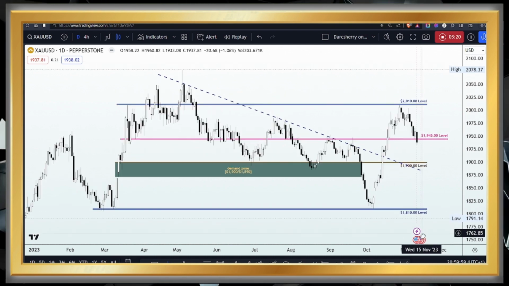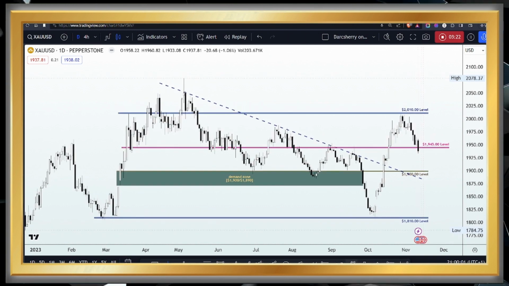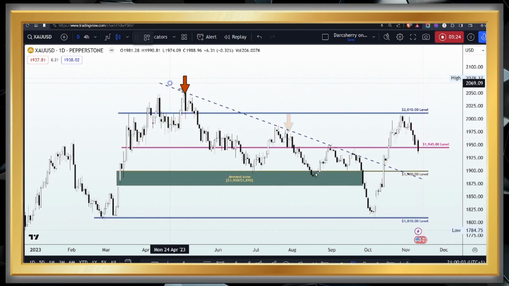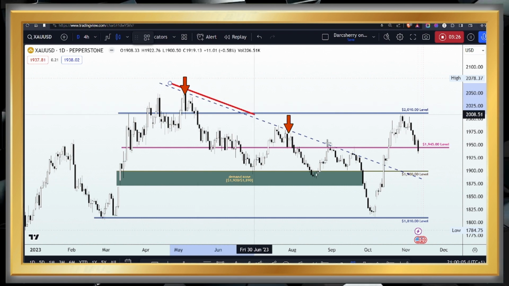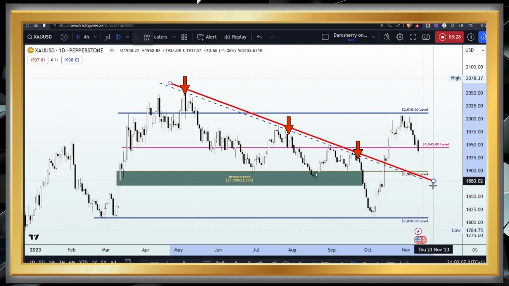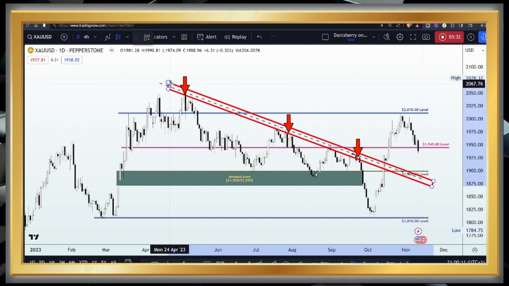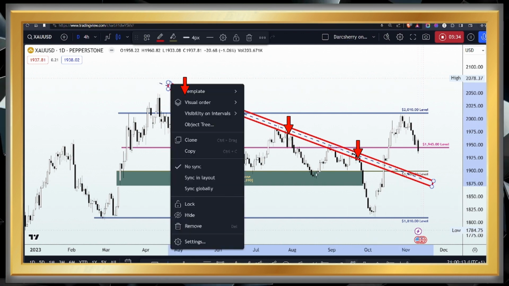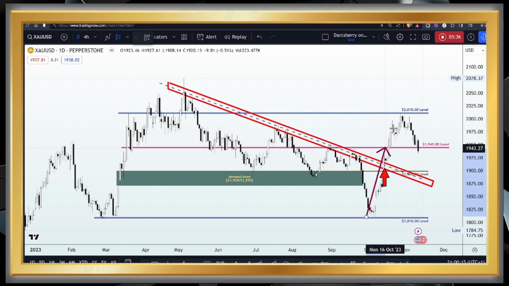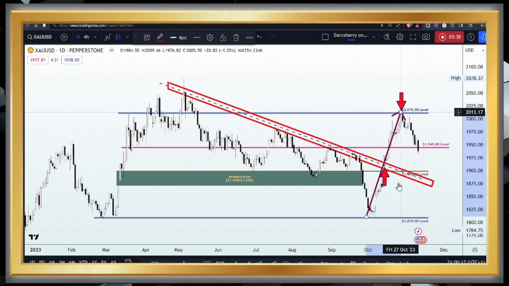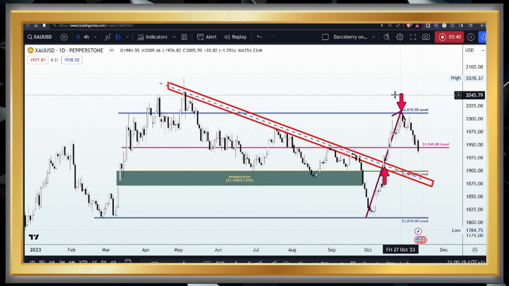Now, if you remember vividly, I laid emphasis on the series of lower highs here since the month of May, which captured this market, and finally about 3 to 4 weeks ago we witnessed how price action did break out of that trend line back into the $2010 area.